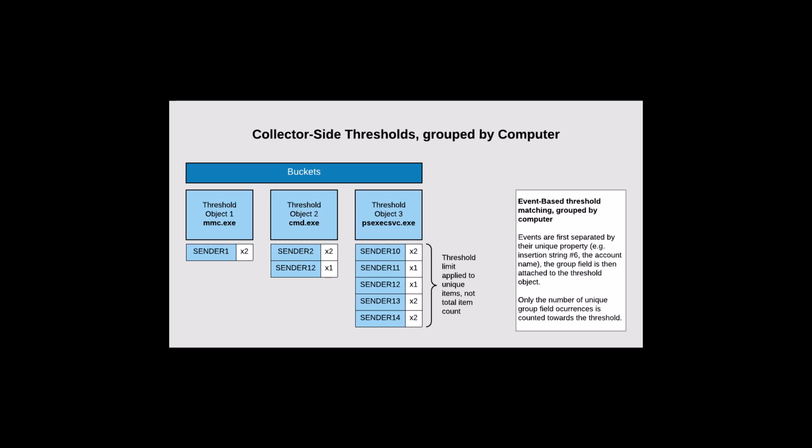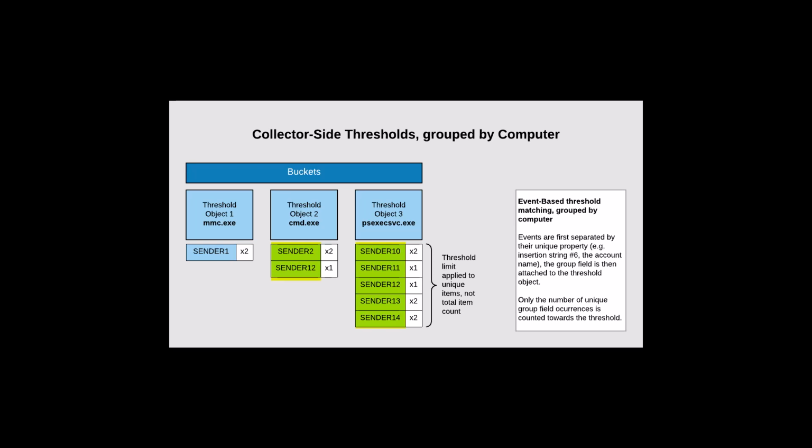So if we launch mmc.exe on sender 1, a new threshold object will be created for mmc, and sender 1 will be associated with that. If mmc is then launched again, as it's shown here, well, then there'll be 2 instances, but it's really irrelevant how many times we launch it on any given computer, because all we care about is on how many different computers that process is being run.